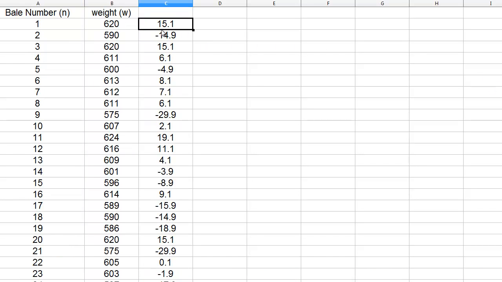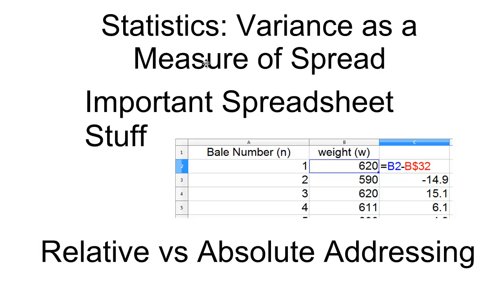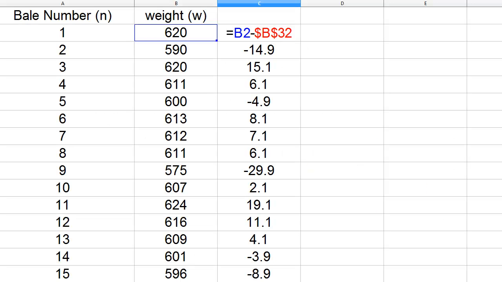And then we're going to go about calculating the distance from the average in this column. Now, there is some important spreadsheet stuff that we need to get straight, and that is relative cell addressing, not salad dressing, versus absolute cell addressing. Some of you might already know this, but it's important that you know how to use a spreadsheet. So just be careful.